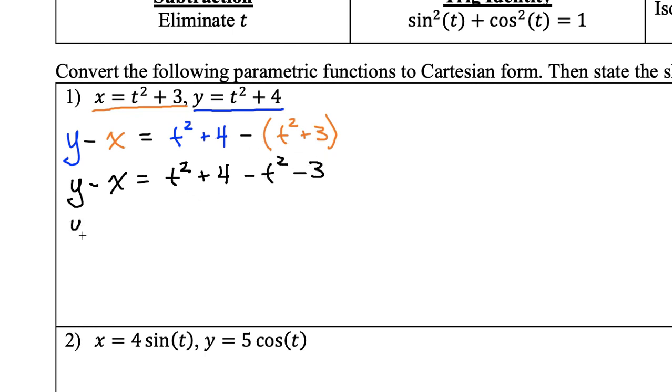Next step, y minus x is equal to, the t squareds are going to cancel each other out here. So t squared is gone, t squared is gone, and it's going to be 4 minus 3, which is 1. Finally, we just need to add x to both sides. So adding x, we get y is equal to x plus 1, and you can see that it is a line.